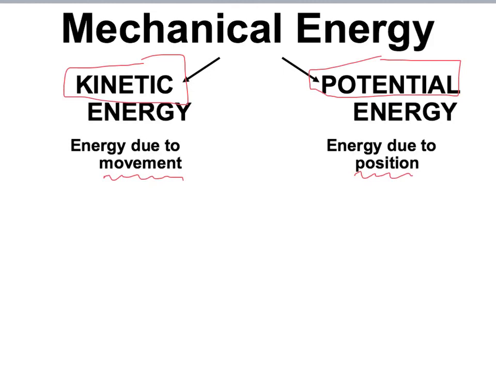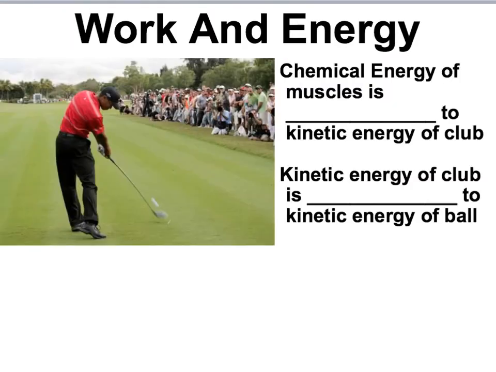To finish off, let's look back at the example of Tiger Woods to relate work to energy. Now remember, Tiger Woods is doing work on the golf club, and then the golf club is doing work on the golf ball. So what's happening here? What's giving Tiger Woods the energy? Well, that's Tiger Woods' muscles, and those muscles have chemical energy. So the chemical energy of Tiger Woods' muscles is converted to kinetic energy of the club, and that's how Tiger Woods does work on the club.